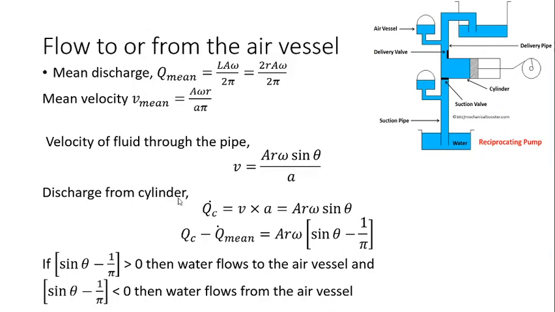If sin theta minus 1 by pi is less than 0, then the water flows from the air vessel. And one more case is what happens if sin theta is equal to 1 by pi. Then this becomes 0, that is, there is no difference in flow rates. So there is no flow from the air vessel or into the air vessel.